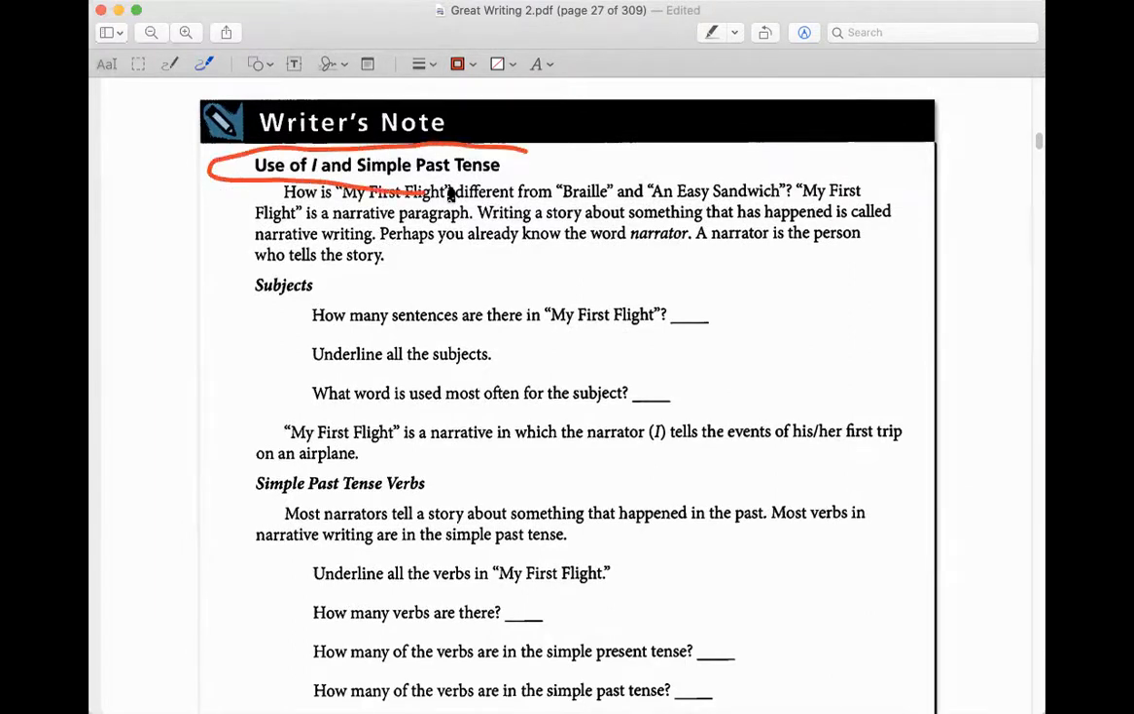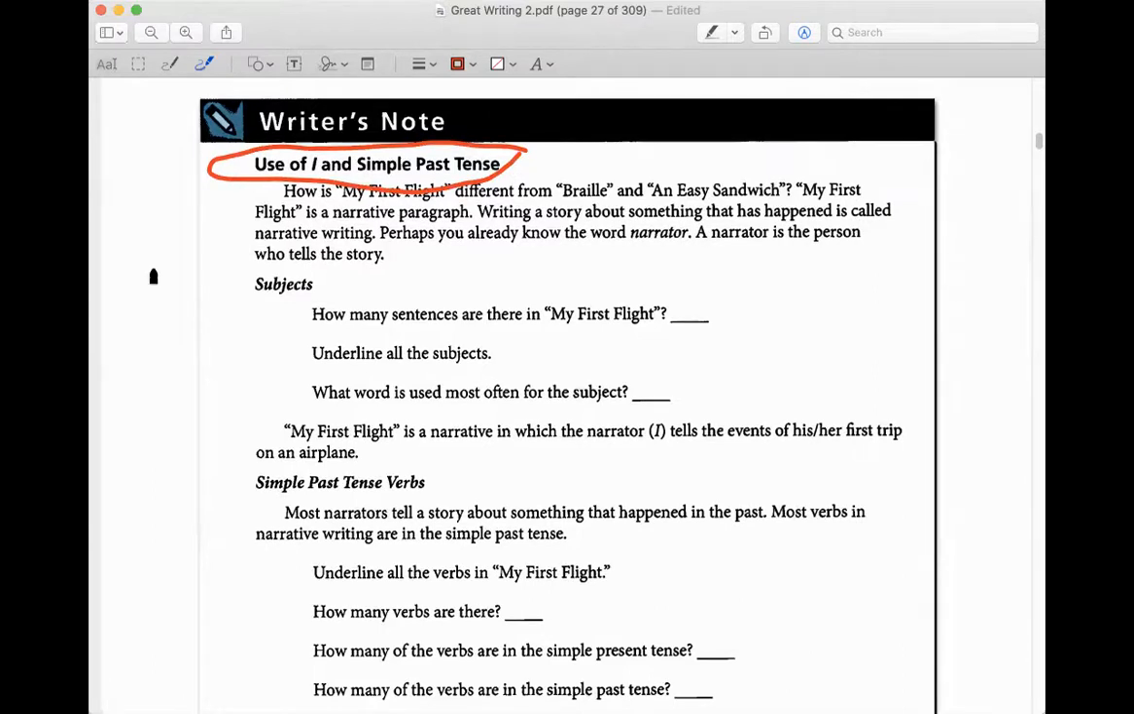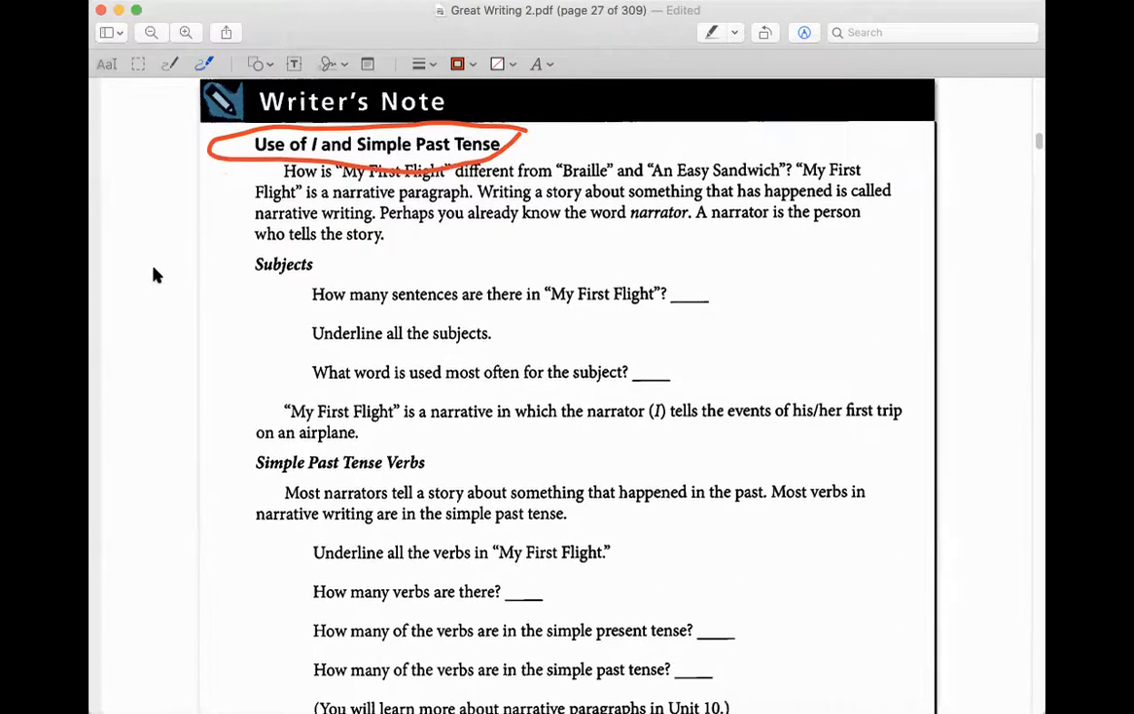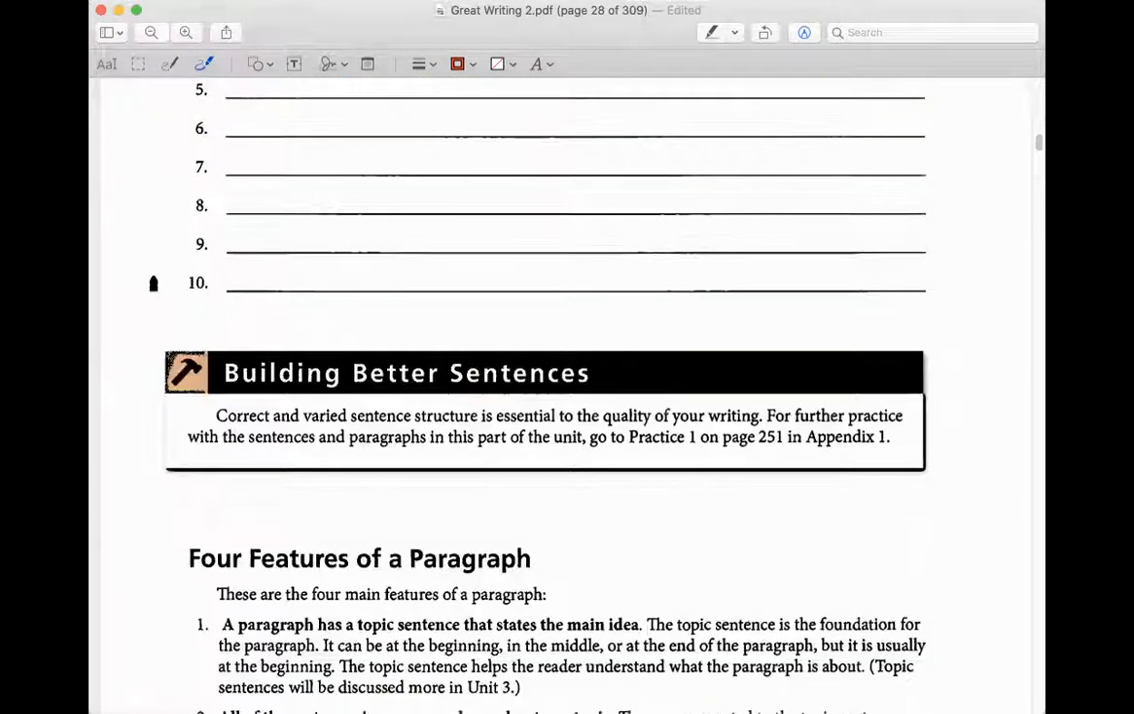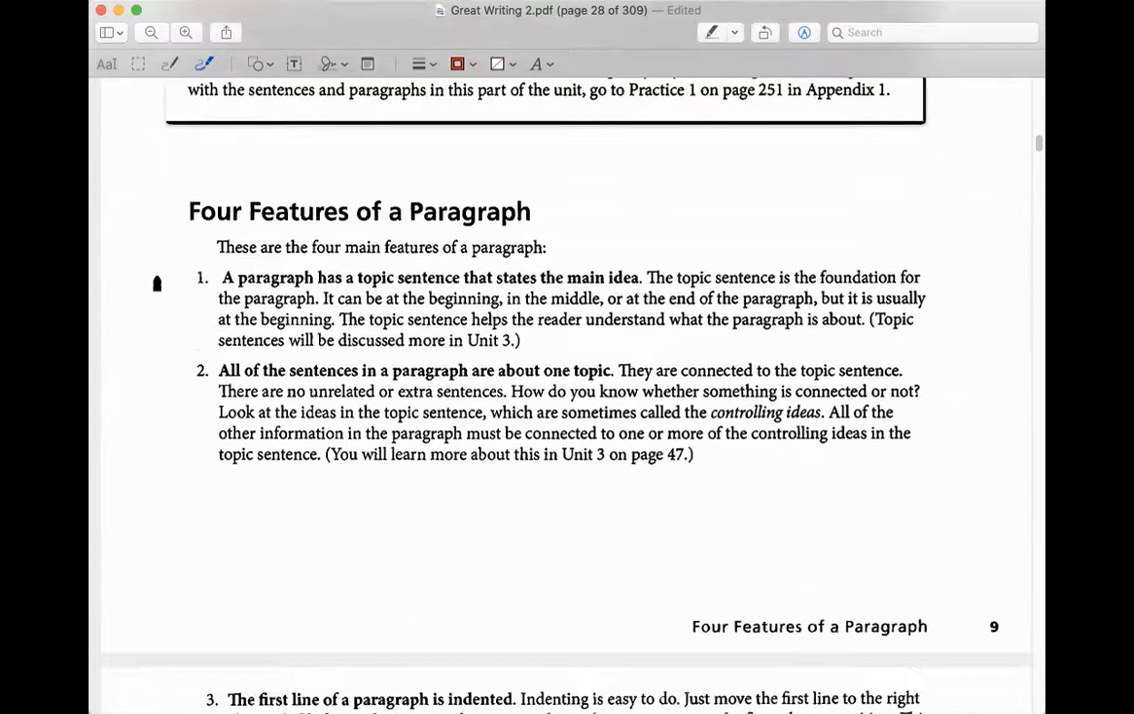Simple past tense, use of I. So if you're doing a narrative paragraph, you need to know how to use basic past tense. Okay. That'll be important. You should take notes as you watch this.